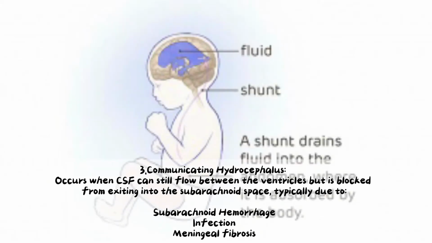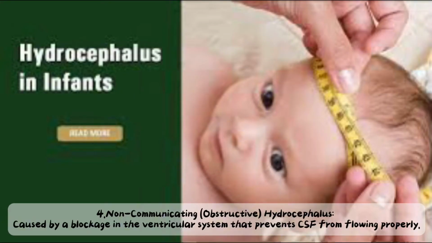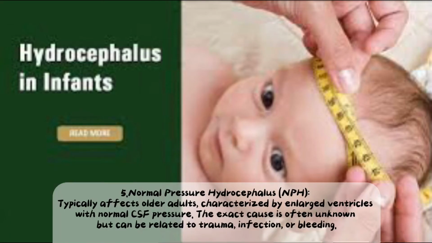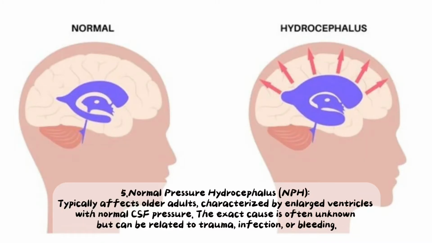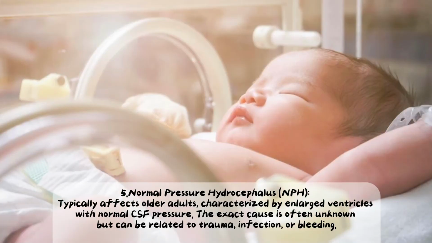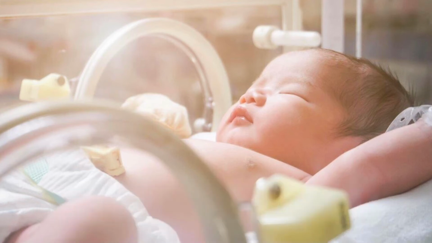subarachnoid space, typically due to subarachnoid hemorrhage, infection, meningeal fibrosis. 4. Non-communicating obstructive hydrocephalus, caused by a blockage in the ventricular system that prevents CSF from flowing properly. 5. Normal pressure hydrocephalus (NPH) typically affects older adults, characterized by enlarged ventricles with normal CSF pressure. The exact cause is often unknown, but can be related to trauma, infection, or bleeding.